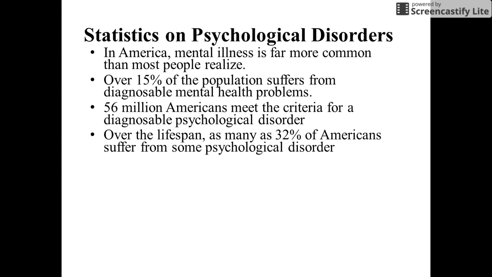So lastly, your book talks about other statistics that I think are interesting. In America, mental illness is far more common than people actually realize. Over 15% of the population suffers from a diagnosable mental health condition. That would mean that if I had 100 students in my class, 15 of them may be diagnosed with a mental illness. 56 million Americans meet the criteria for a diagnosable psychological disorder. And over the lifespan, this quote says that 32% of Americans suffer from some sort of psychological disorder.